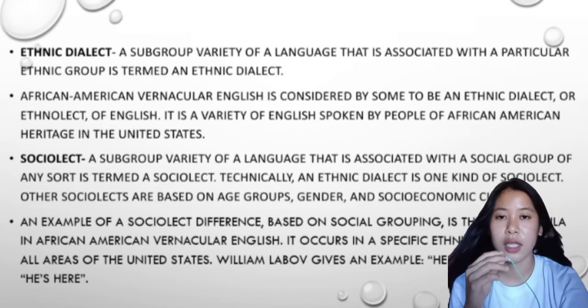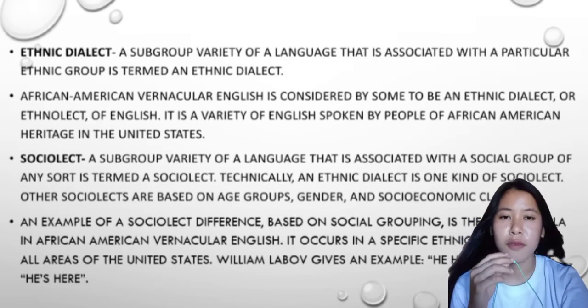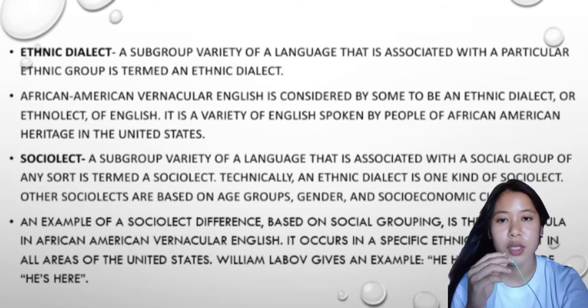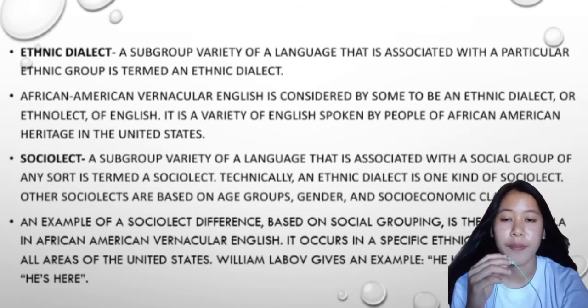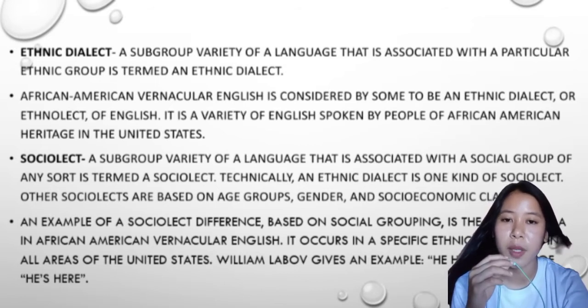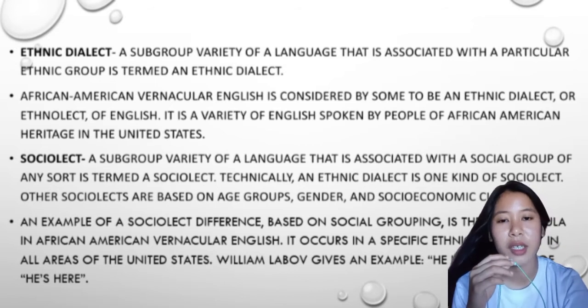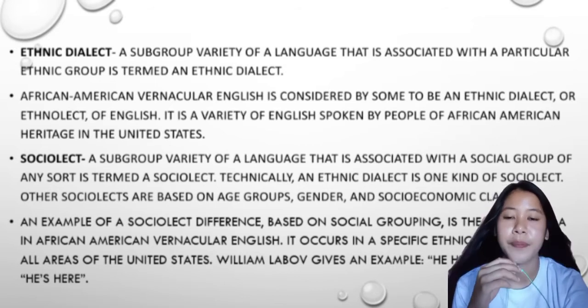The second one is ethnic dialect. A subgroup variety of a language that is associated with a particular ethnic group is termed an ethnic dialect. African American Vernacular English is considered by some to be an ethnic dialect or ethnolect of English. It is a variety of English spoken by people of African American heritage in the United States.